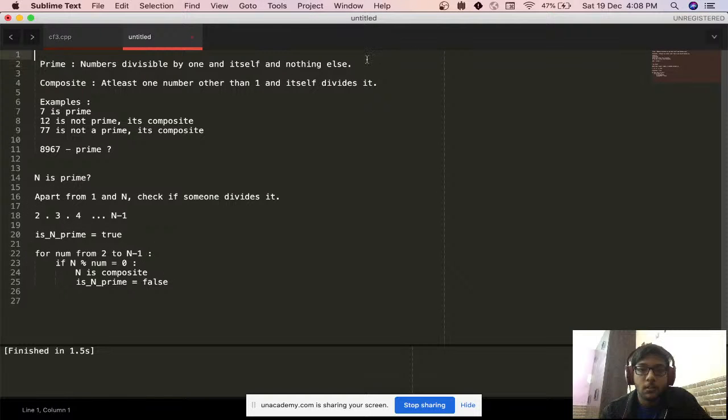So, this is the standard definition of prime: numbers divisible by 1 and itself and nothing else, right? And the opposite are the composite numbers, where at least one number other than 1 and itself divides it. That's all one remembers about prime, and that's all one should remember. Some examples: 7 is prime because nothing else divides 7 except 1 and 7. 12 is not prime because 2, 3, 4, 6, etc. divide 12. 77 is also not prime because 7 and 11 divide 77 apart from 1 and 77. From now on, I'm not going to say apart from 1 and n because we know that's implicit.